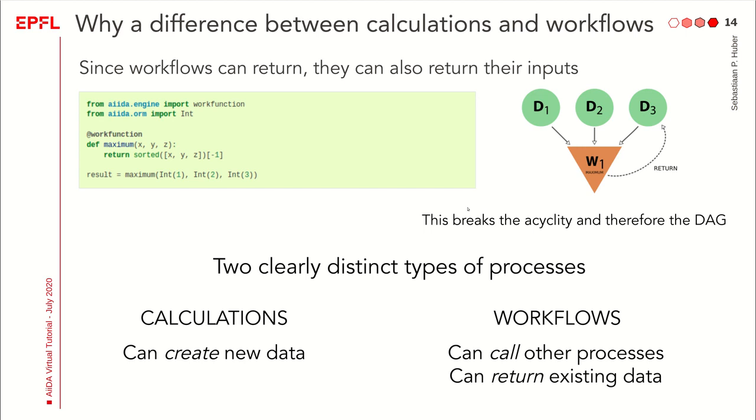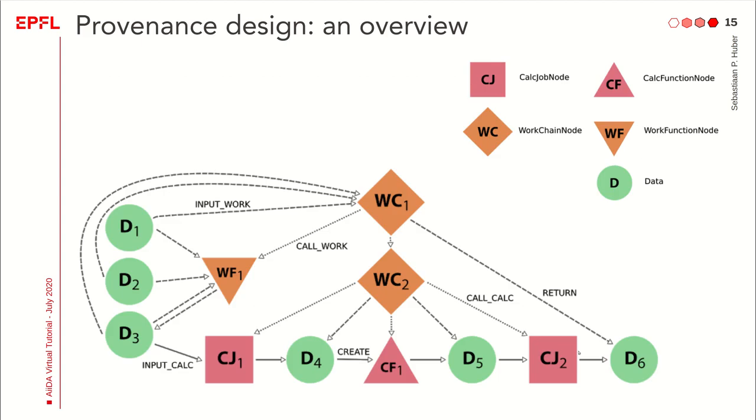So this is why we have two clearly distinct types of processes in AiiDA. The calculations that can create new data, and the workflows that can call other processes, where processes is the combination of both calculations and workflows, and they can return existing data. That's to say, they can return the data that has been created by the processes that they have called. So there's a very important distinction. It can be a bit unintuitive in the beginning, but hopefully this makes it a little bit clearer.